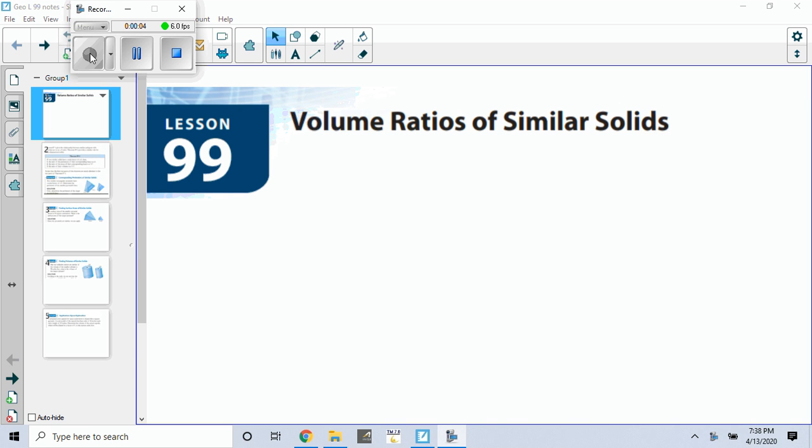Good morning. This is going to be kind of a review lesson. So go ahead, title your notes, lesson 99, volume ratio of similar solids.